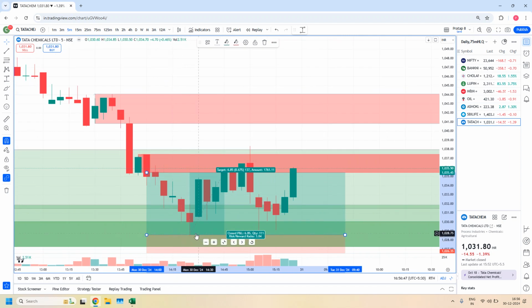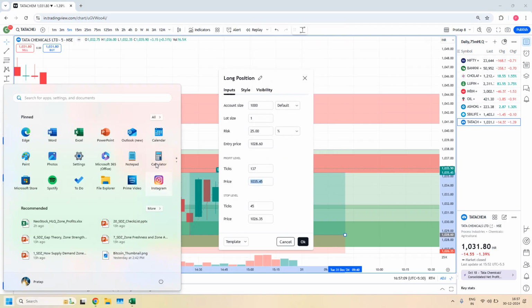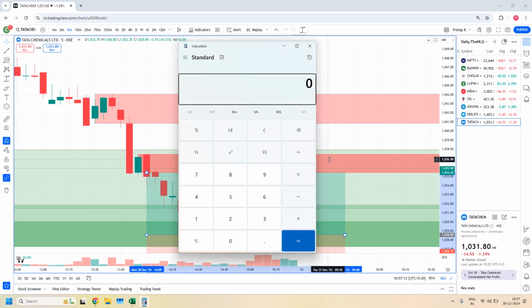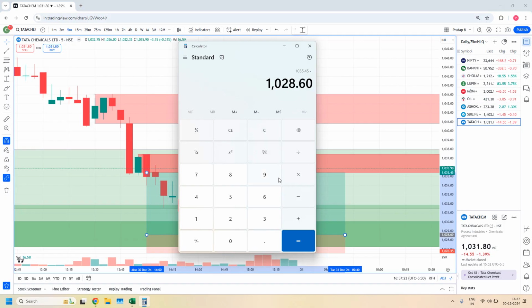Those who planned last 1 hour trades, generally people use such kind of techniques. That way how much profit you would have got? Your entry is at, your target is at 1035.45. Minus your entry 1028.60. You would have got 6 rupees 85 paisa profit.